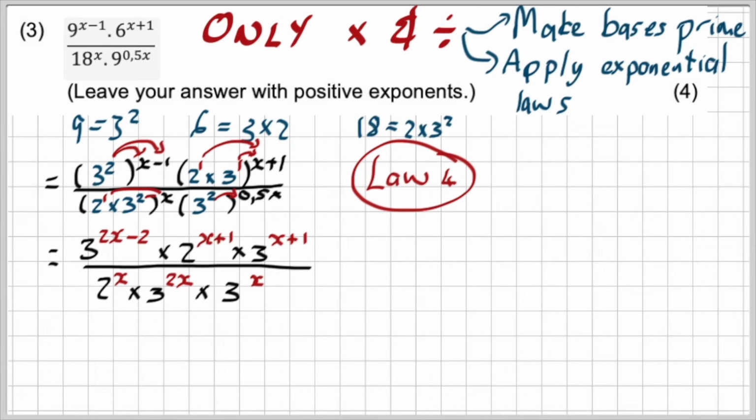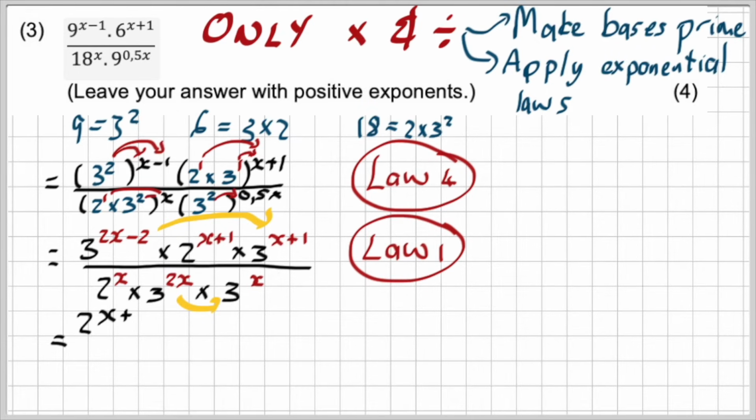This then, ladies and gentlemen, is going to lead me towards applying law 1. So I'm going to multiply the 3's there. By multiplying the bases, I'm adding the exponents. Remember what law 1 says: if they have the same bases, I add the exponents. So 2x minus 2 plus x plus 1, and in the denominator, 2x plus x. Which means at the top I'm sitting with 3 to the power of 3x minus 1, and at the bottom I'm sitting with 3 to the 3x.